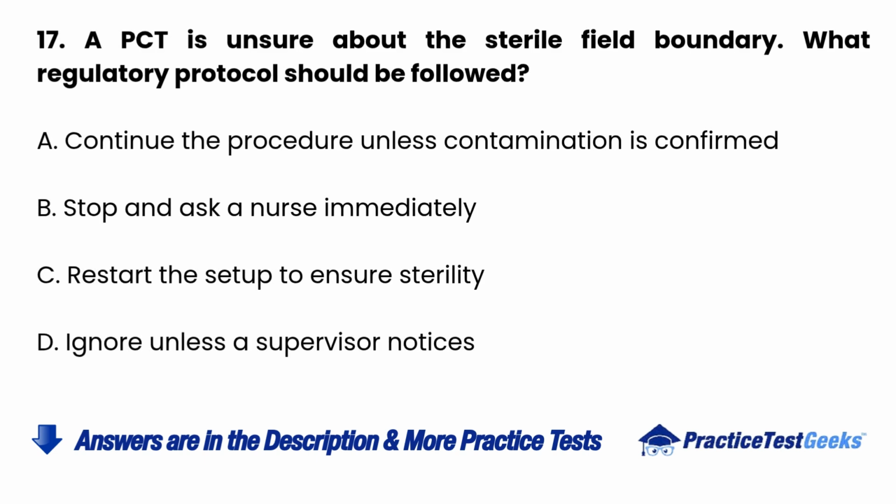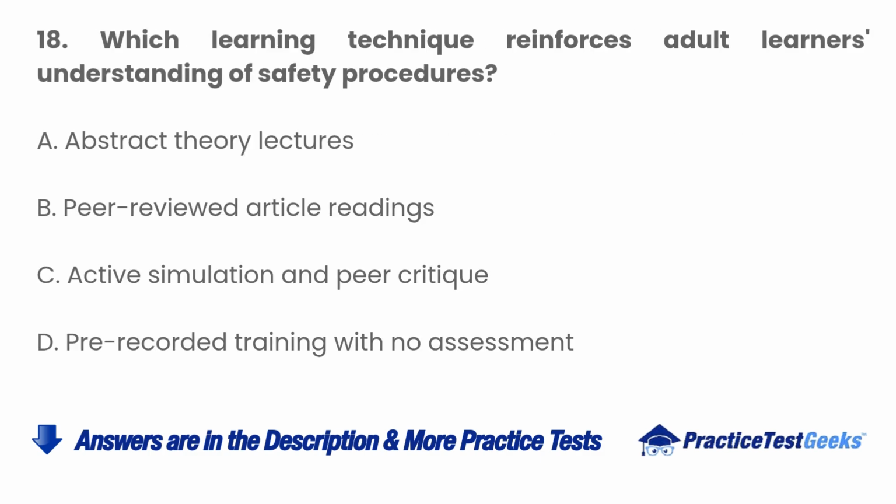17. A PCT is unsure about the sterile field boundary. What regulatory protocol should be followed? A. Continue the procedure unless contamination is confirmed. B. Stop and ask a nurse immediately. C. Restart the setup to ensure sterility. D. Ignore unless a supervisor notices.